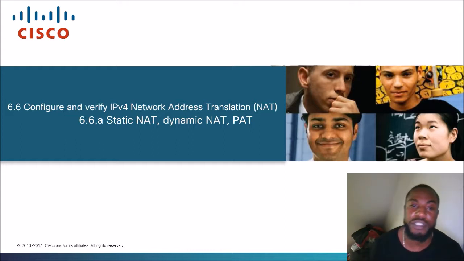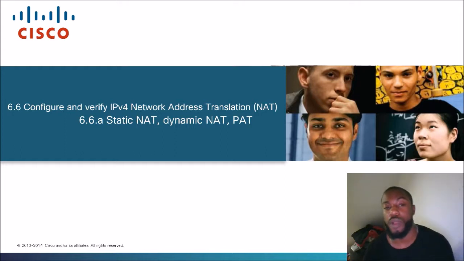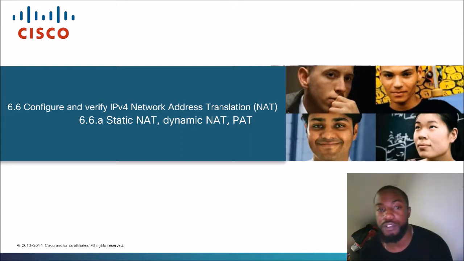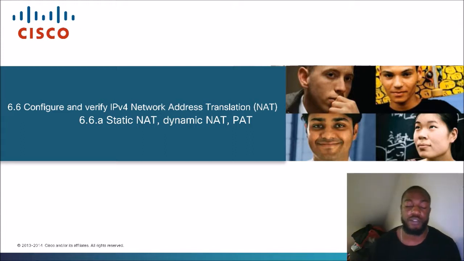to a more simple language. Today we are covering section 6.6a of the CCNP Route exam, which will be known as the CCNP Enterprise exam. We are going to do Dynamic NAT, or Network Address Translation. So let's go ahead and take a look at the exam blueprint to see where we came from and where we are headed.